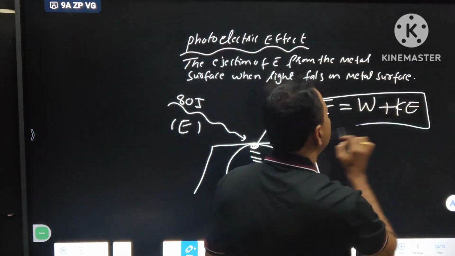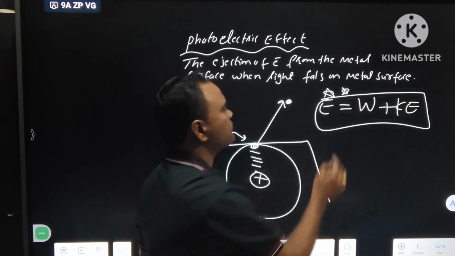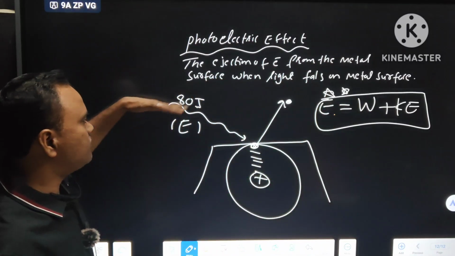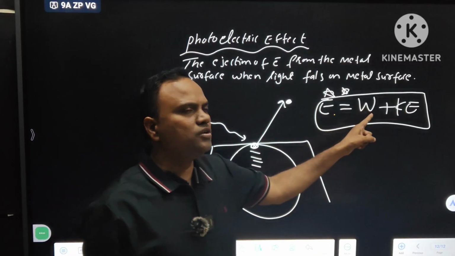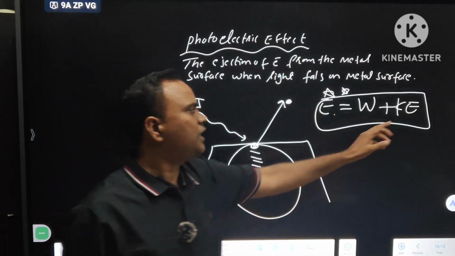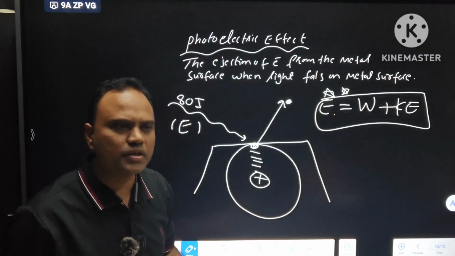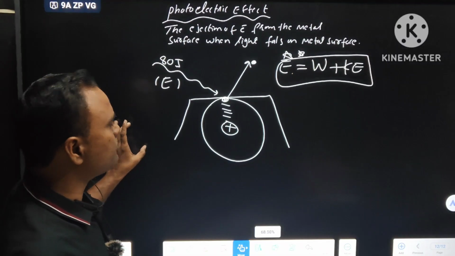If you do not get this explanation, nothing to worry, just go through the expression. What is E here? Energy of the incident radiation. W is the work function, also called threshold energy. K stands for kinetic energy. Now let us expand the formula.